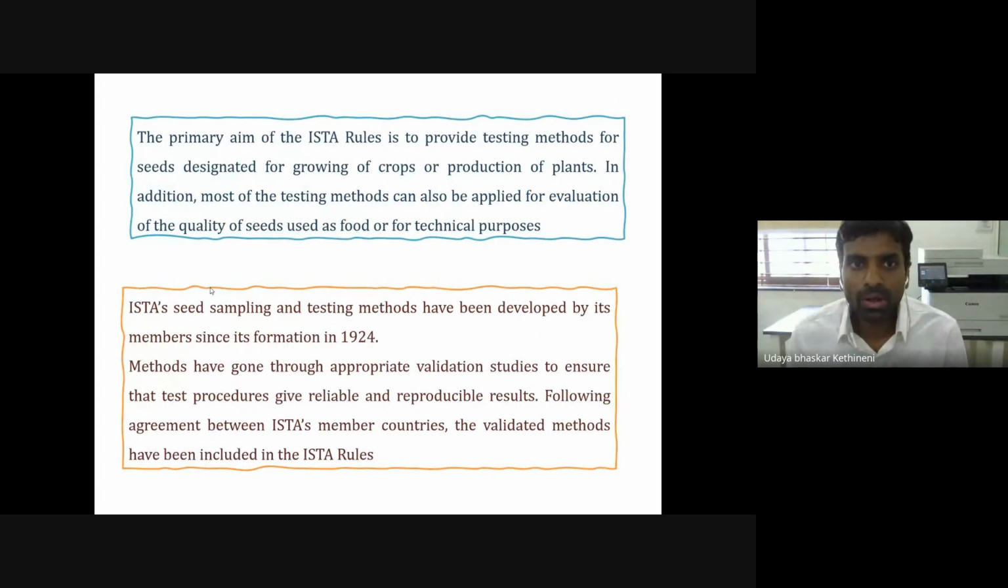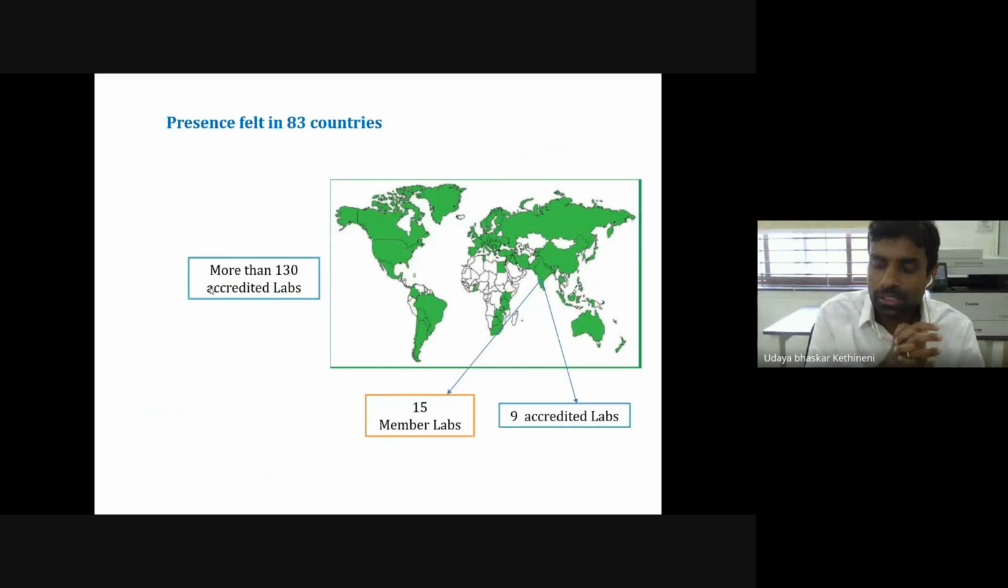So with this background, what is the primary aim, which I have already mentioned, that the primary aim of the ISTA rules is to provide testing methods for seeds designated for growing crops or production of plants. Then ISTA, as we already saw when it got started, that is in 1924. From that point onwards, the methods have been proposed. They are being validated across its laboratories and are being followed in its accredited laboratories.